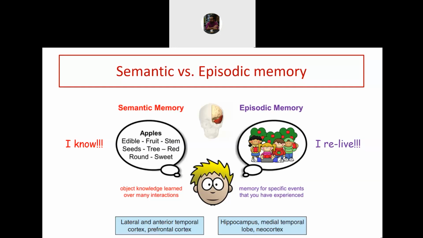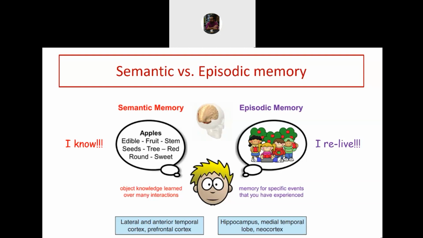Both these memories are stored in the temporal lobe and other parts of the brain. So you can easily guess from here that the lateral and anterior temporal cortex is the storage center for semantic memory. It also takes the help of the anterior part of the brain, which is the prefrontal cortex. Whereas the medial temporal lobe, the neocortex, and the hippocampus deep in the temporal lobe, these parts store the episodic memory or the events.